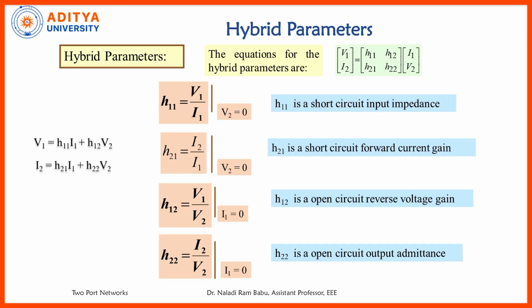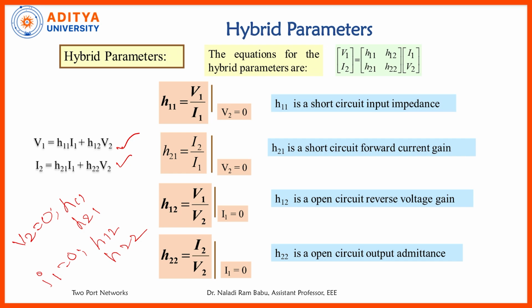Now, let us move on to hybrid parameters. The equations for hybrid parameters are given by V1 equal to H11 I1 plus H12 V2 and I2 equal to H21 I1 plus H22 V2. To get the values of H11 and H21, I need to substitute V2 equal to 0. That means the second side, port 2, is short circuited. In a similar manner, in order to get the values of H12 and H22, I1 should be equal to 0, in the sense the primary side is open circuited.